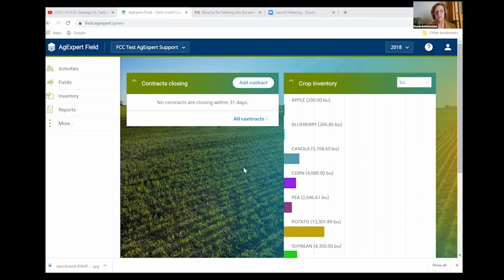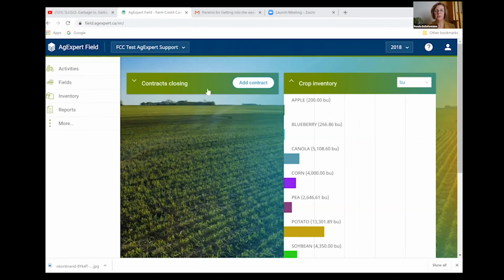Now, can you see on the screen the Ag Expert Field program? Okay, perfect. Thank you. So this software, I'm just going to minimize that. This software is a sample database, and I'm just going to drag my screen over here. So this on the right, when you open up the software, tells you what your crop inventory is if you're tracking that. If you have any contracts, the contracts is primarily a Western-based grain thing.